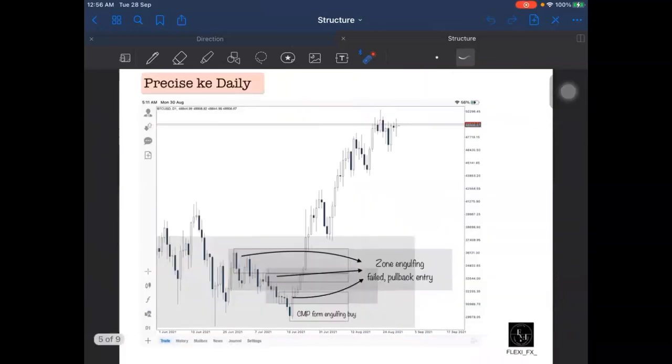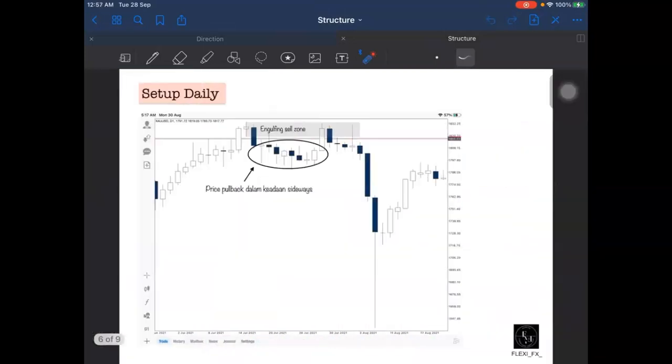So from here, when you precise to the daily zone, you see price, CMP, current market price, will form engulfing buy. Since this is a buy setup, of course we need to have engulfing buy as a rejection. And along the way, when it goes up, it has to break engulfing sell, break engulfing sell here, also break, and pulls back and continues to go up. So the structure is everywhere, even in daily, H4, H1, M15, M5, even in M1 you can see it.